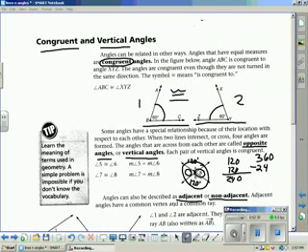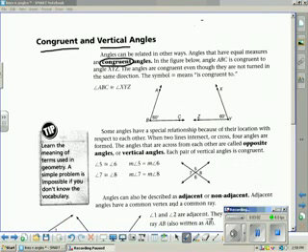360 minus the 240 for our two vertical angles 5 and 6 leaves us with 120 degrees. 120 degrees divided by 2 would leave us with 60 degrees. So angle 7 and angle 8 are 60 degrees. Again, angles that are vertical are equal.